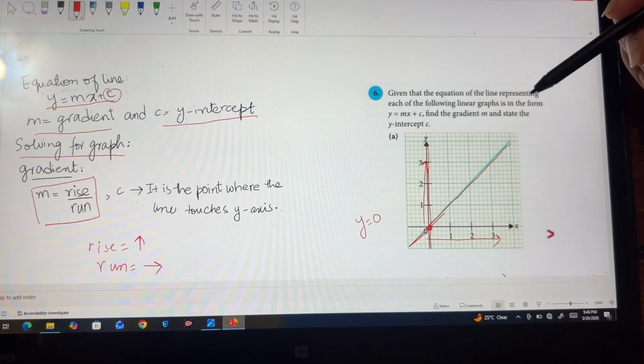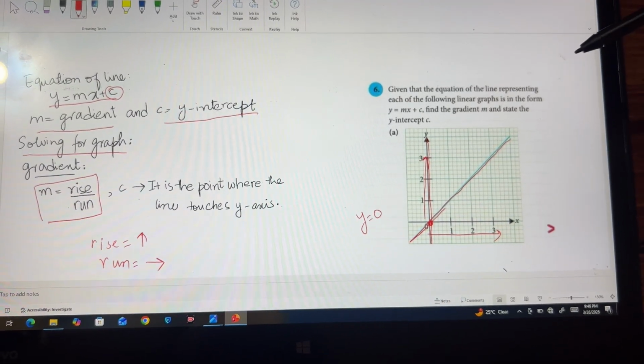Okay, so you will be solving part A on your own. I'll be starting from part B.